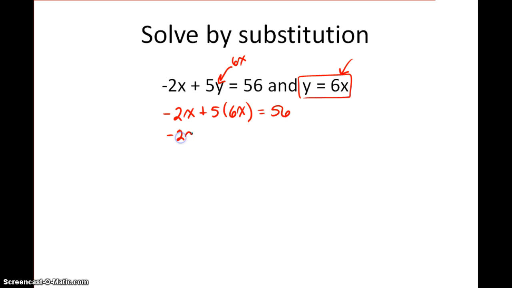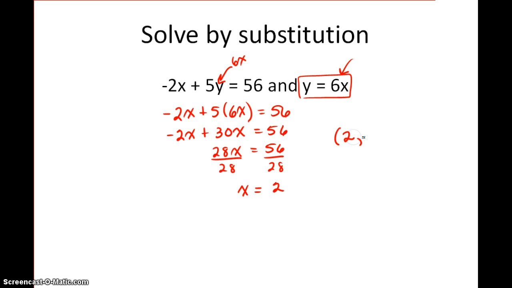And then again, I'll just go through the motions of solving the equation. I'm going to combine the like terms in this case. So we'd have 28x equals 56, divide by 28. x would be equal to an answer of 2. So the x value is 2.